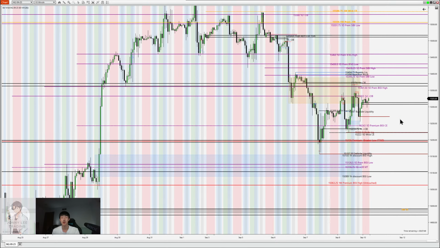I can't see a clear bias, but gun to my head, I think we are eventually going lower in this week. We might go higher in the beginning of the week. Let's see how that thesis plays out. I will adjust on Monday if I see something different, right?